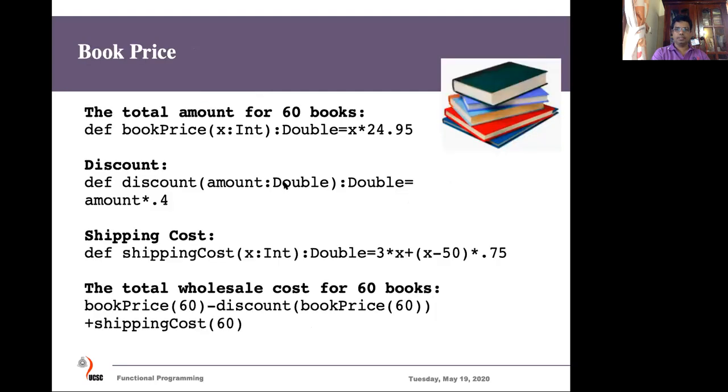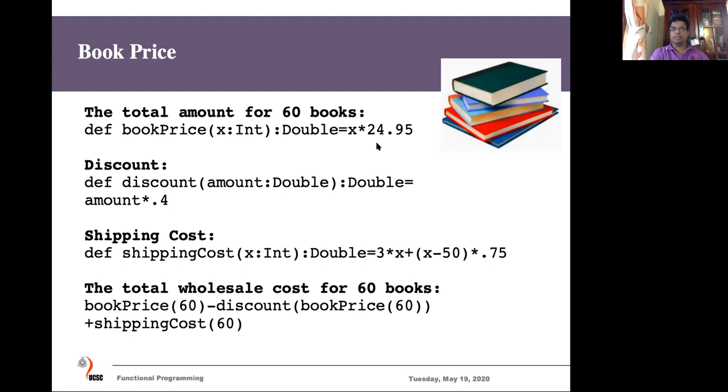Right. Now let's look at our second problem. In the second problem, we want to calculate the total price. In order to calculate this total price, we can see several sub-problems. The first is calculating the total price of the book, so maybe we can define a function for that. I wrote a function called book price, which takes the number of books as input and returns the total price of the books.